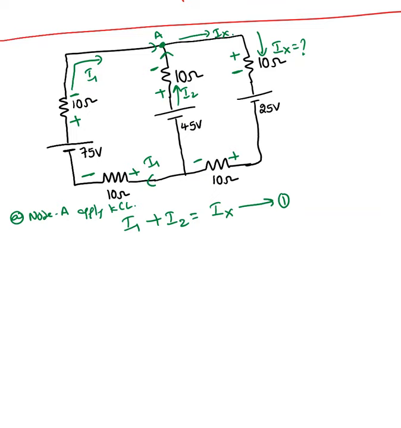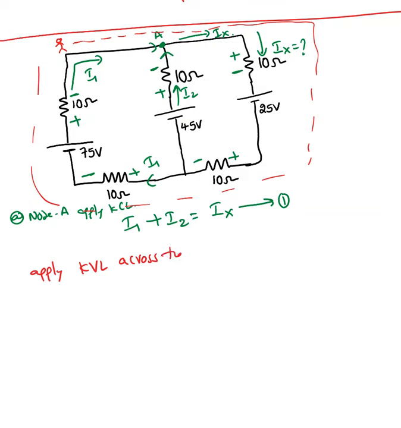Now my second equation. I'm going to apply KVL around this outer loop. If I follow the outer loop, is this a voltage drop or gain? That's a voltage drop, which is 10 times Ix, because I'm entering the positive terminal. Is this a voltage drop or gain? That's a voltage drop, because this long one is always positive.